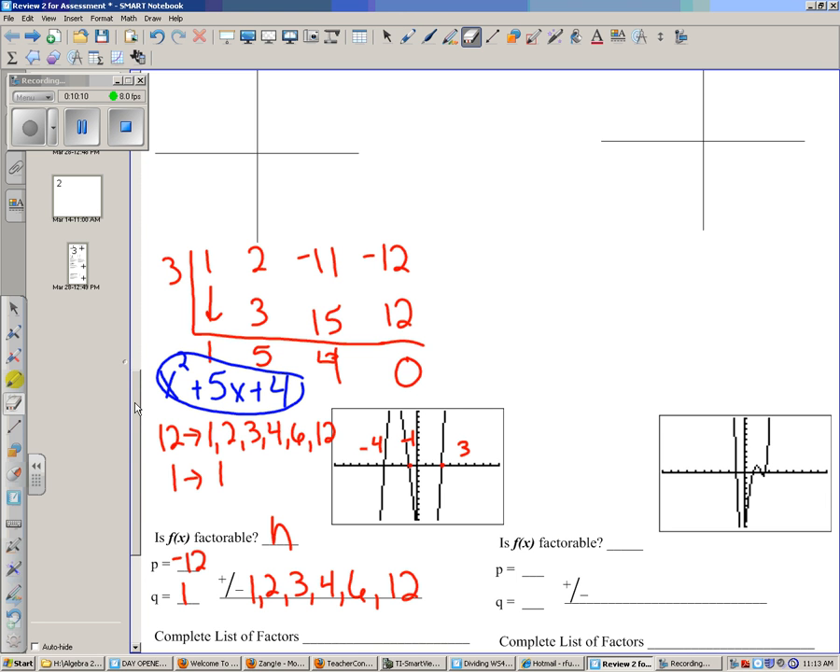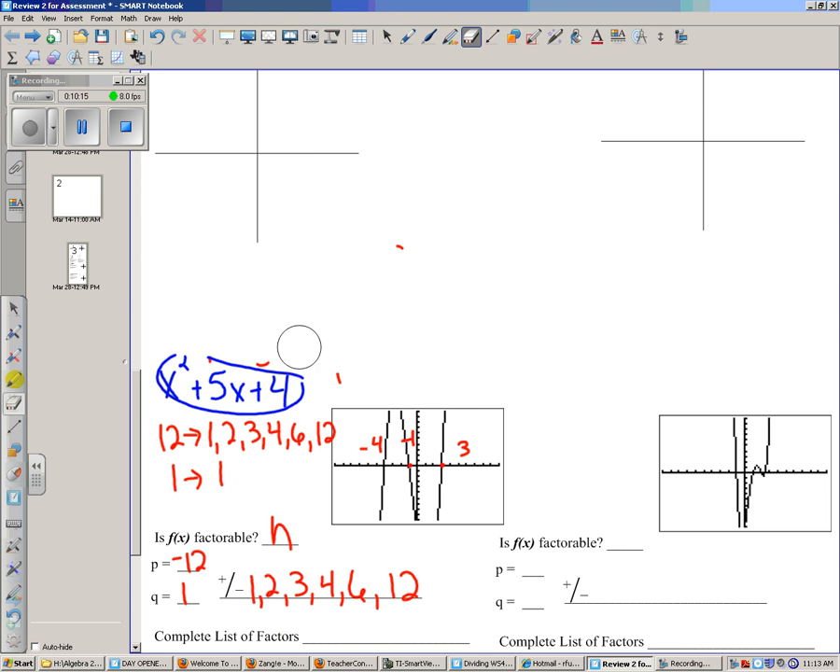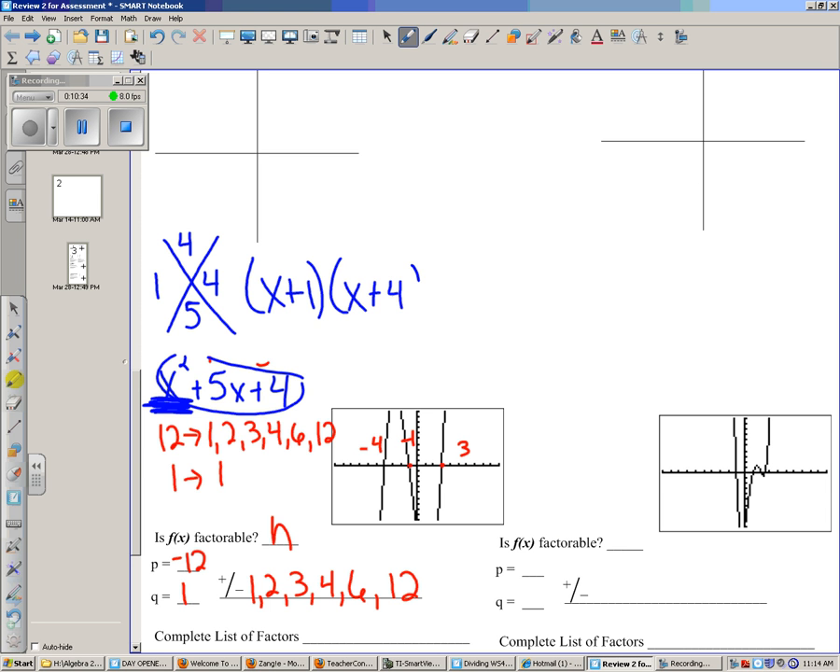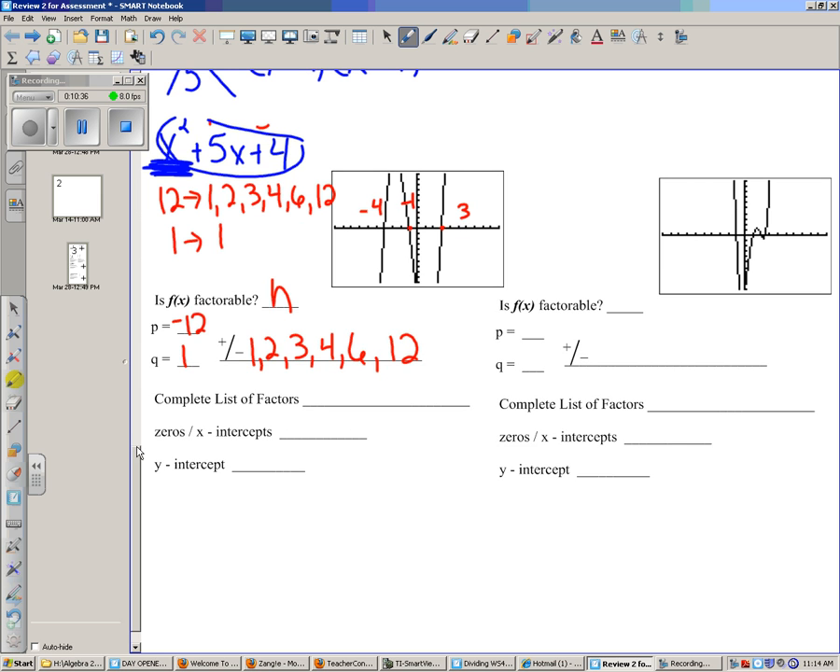I do not need the synthetic division box anymore. I'm going to erase this for lack of room. And I'm going to go to the factoring. So a times c, because there's three things. So a times c is 4, b is 5, and the side numbers are 1 and 4. And again, because it's just an x squared, this is simple parentheses. X plus 1, x plus 4. And now I could put those in my list of complete factors.